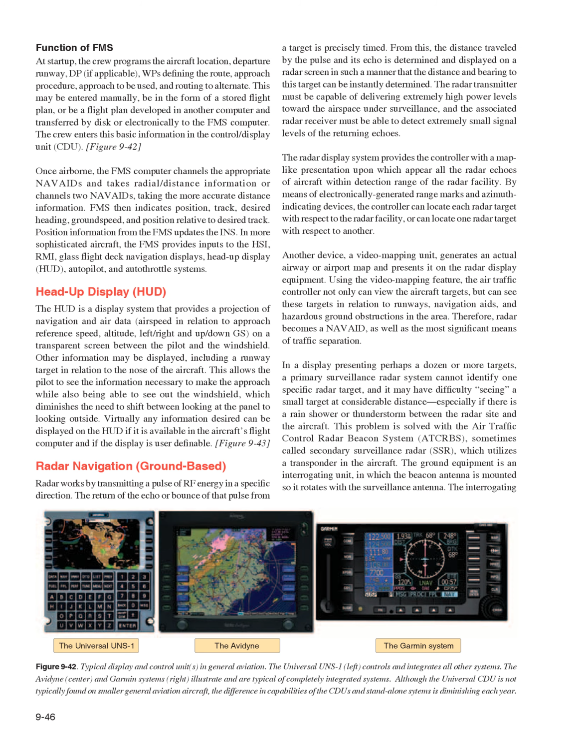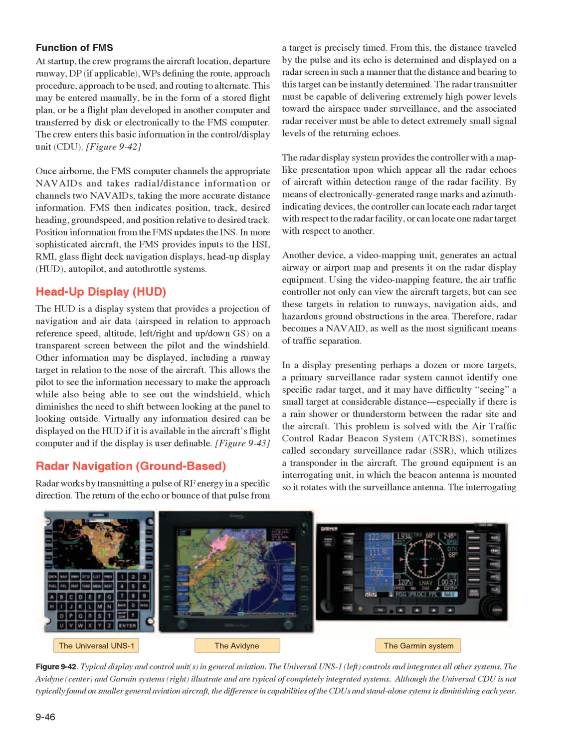Function of FMS at startup: the crew programs the aircraft location, departure runway, DP if applicable, WPs defining the route, approach procedure, approach to be used, and routing to alternate. This may be entered manually, be in the form of a stored flight plan, or be a flight plan developed in another computer and transferred by disk or electronically to the FMS computer. The crew enters this basic information in the Control/Display Unit (CDU).